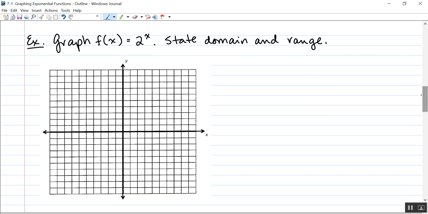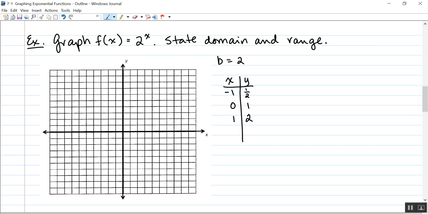So let's take a look at a couple examples here. We need to graph f of x equals 2 to the x power and state the domain and range. This graph is going to be exponential growth because b, my base, is equal to 2. Let's go ahead and make a table of values and plug in those numbers that we used before. If I have negative 1, my corresponding y is going to be 1 over b, or 1/2. My y-intercept is 0, 1. And when I plug in 1, I'm going to have the point b. My y is going to be b.